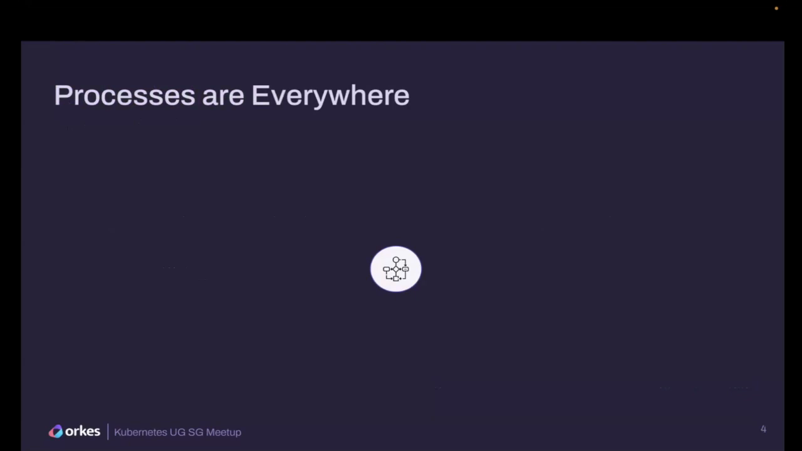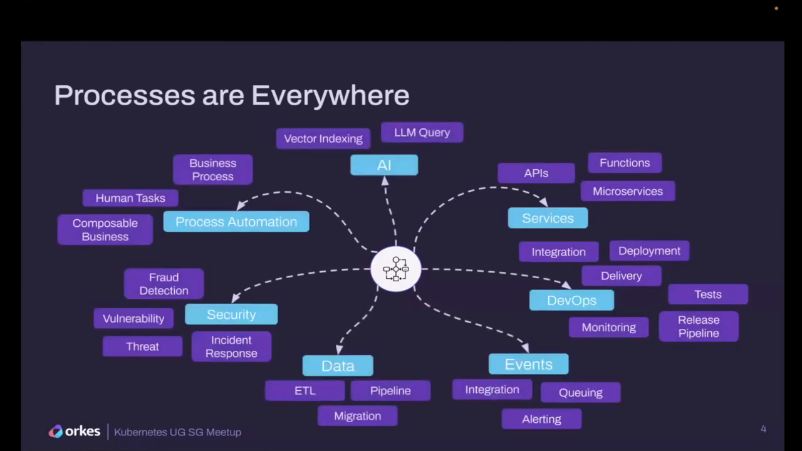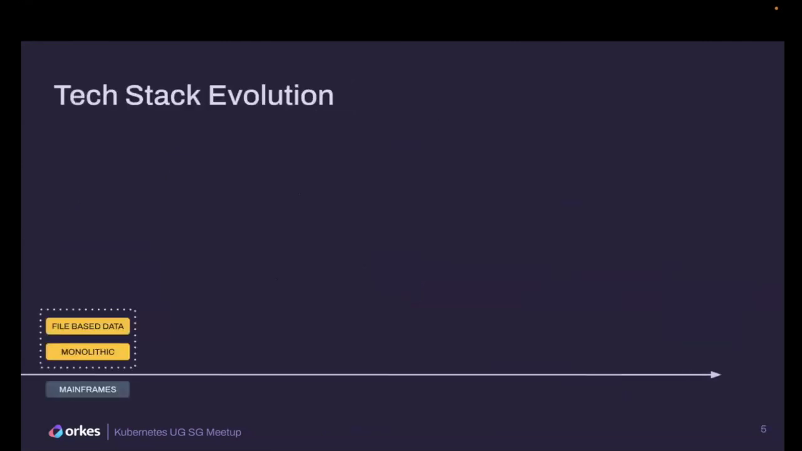And the reason is that the objective of orchestration is really to enable processes. And these processes could be anything you can think of, right? It could be anything from running assembly lines on a factory floor, to process automation. It could be more specific to various areas like data, security, DevOps, services, and increasingly AI as well. All of these different use cases require different types of orchestration, and there are many ways that you can do that.